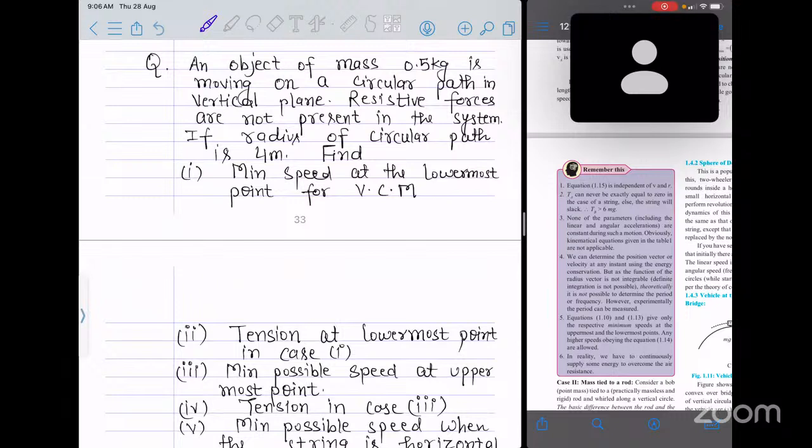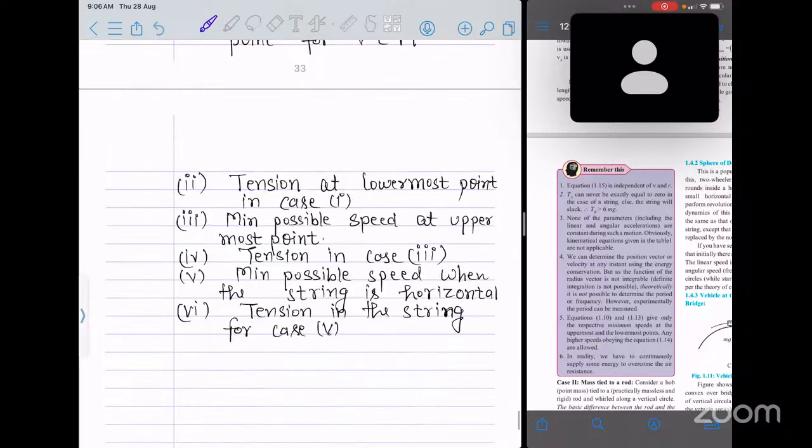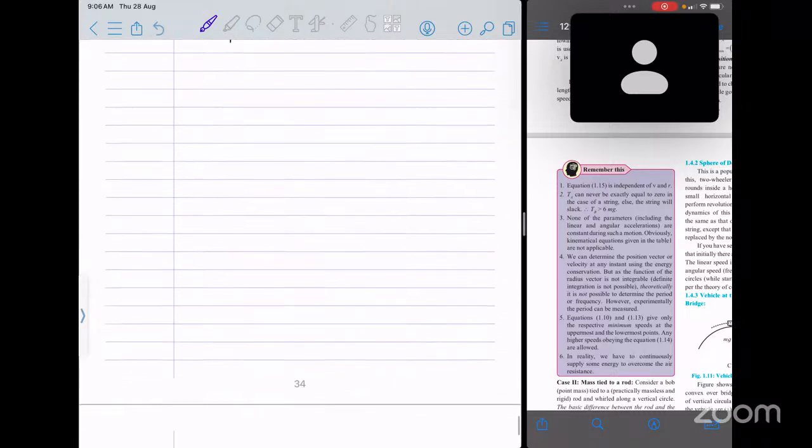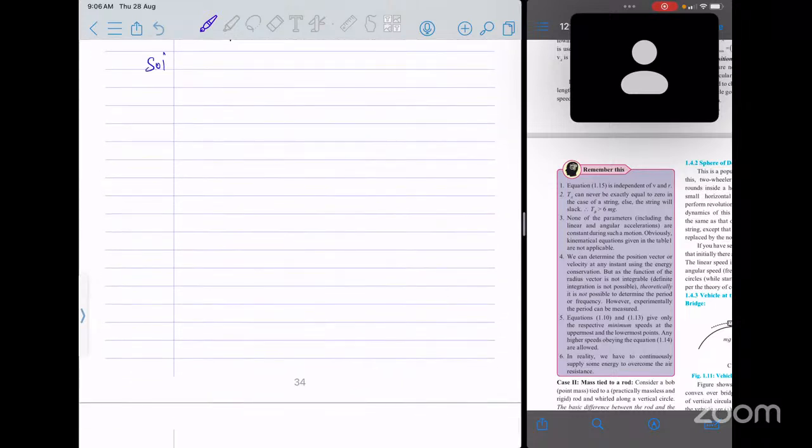Question is, we have an object of mass 0.5 kg which is moving on circular path in vertical plane, and we consider that no resistive force is present, means the motion is completely under gravity. Radius of circular path is 4 meter and we have to extract every information possible. Only gravity is there. Radius is 4 meter. Mass of the object is 0.5 kg.